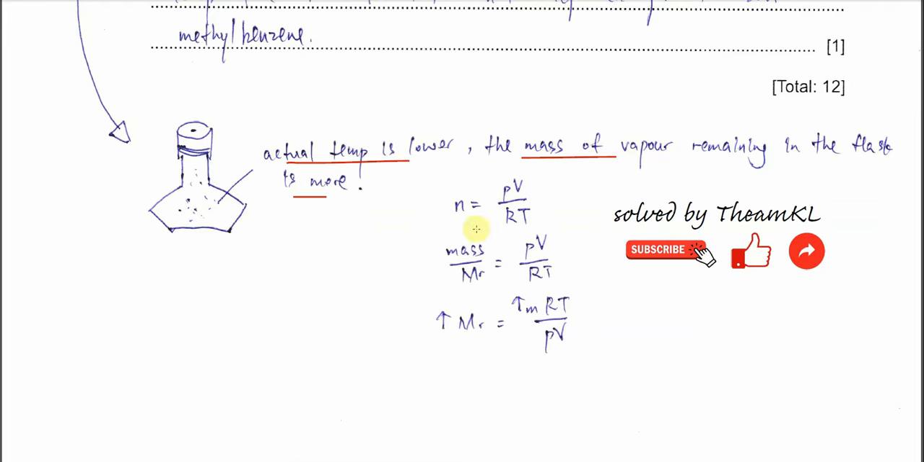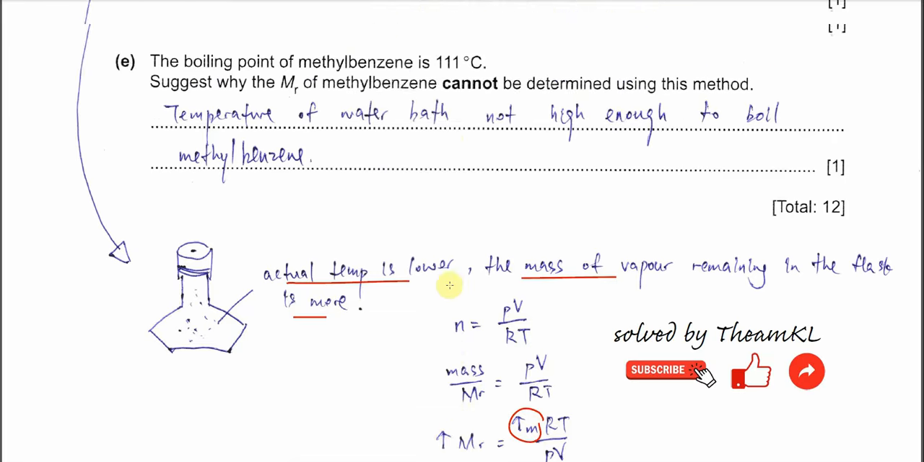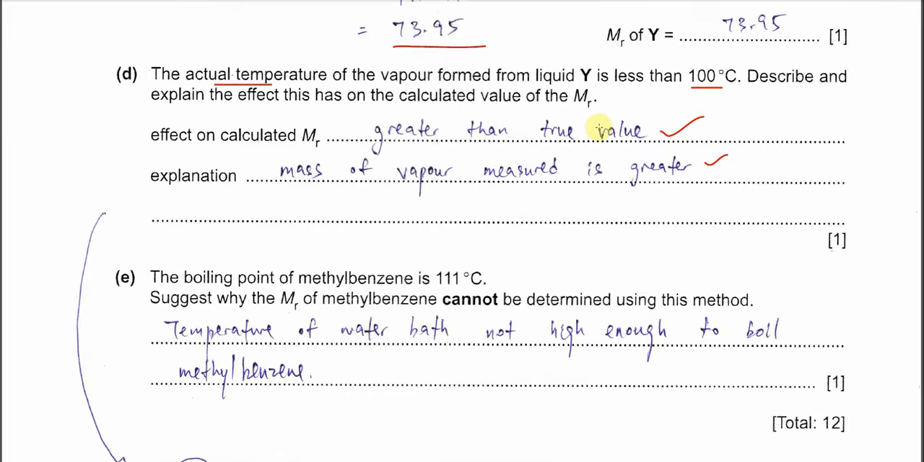So because n equals PV over RT, and n is mass over molar mass, rearranging, you get the molar mass is equal to mRT over PV. So if, let's say, at lower temperature the mass of the vapor is more, because more mass remains, therefore when the mass is larger, the molar mass is also going to be larger. That's the reason why the calculated one is greater than the true value. It's only because the mass of the vapor is greater.